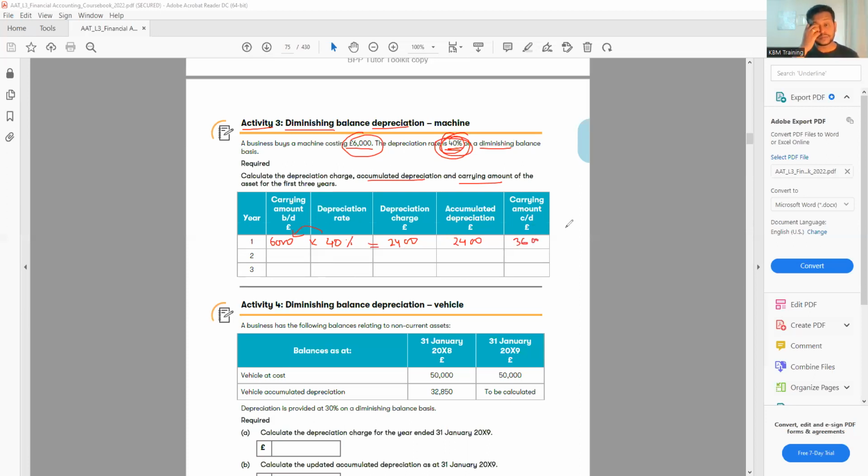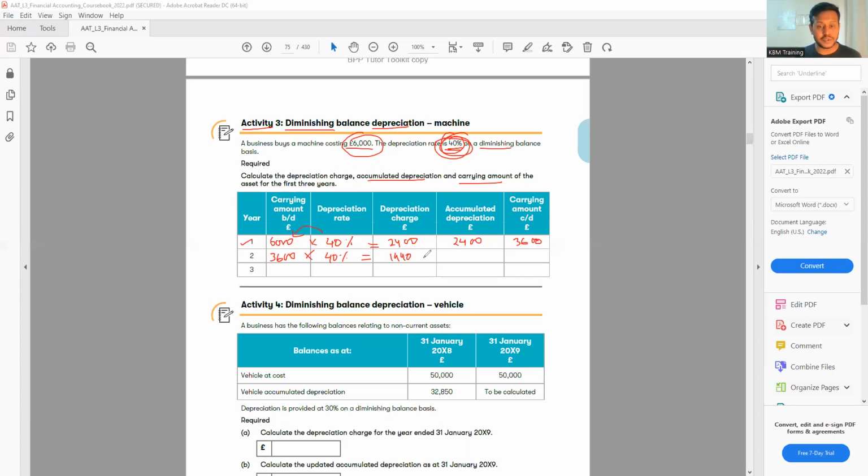That's my carrying value. Now whatever the carrying value is at the end of year number 1 will be the opening for year number 2. So this 3,600 will be the opening balance. Whatever is the closing for year 1 is the opening for year 2. Same thing, depreciation rate 40%. And 3,600 times 40% gives you 1,440.